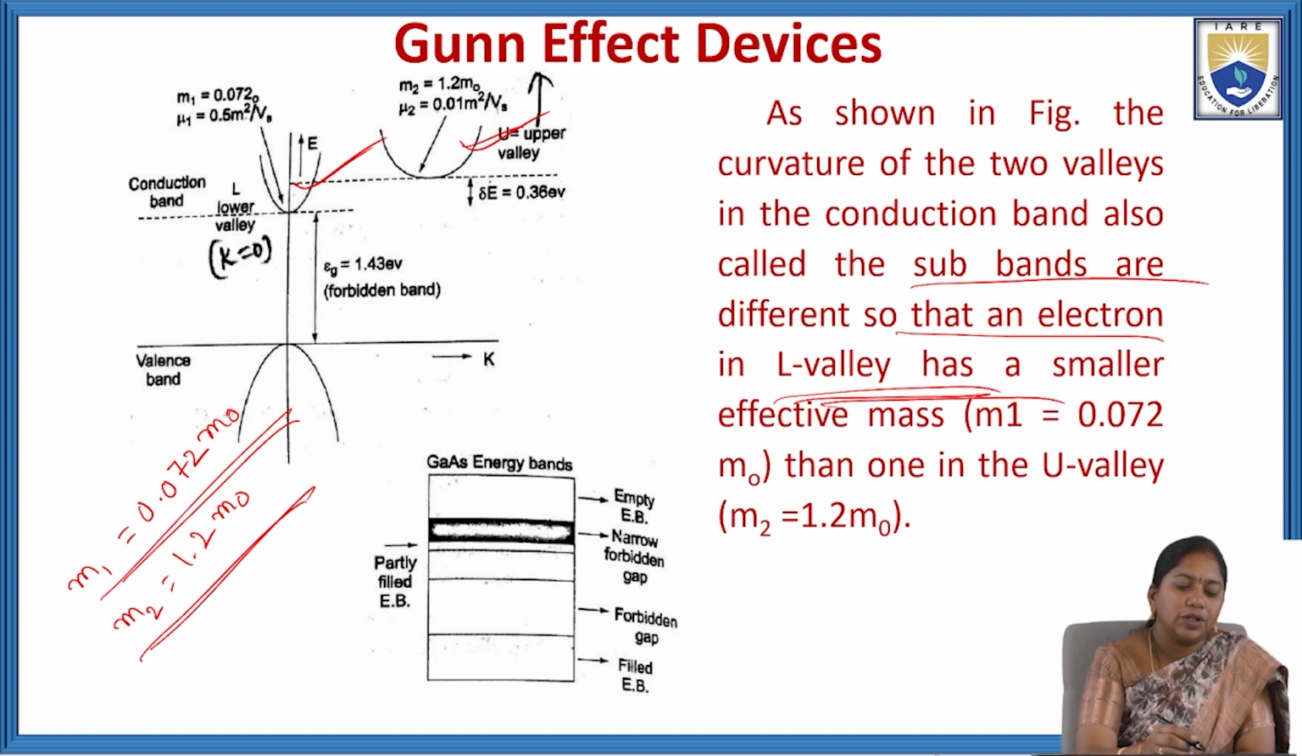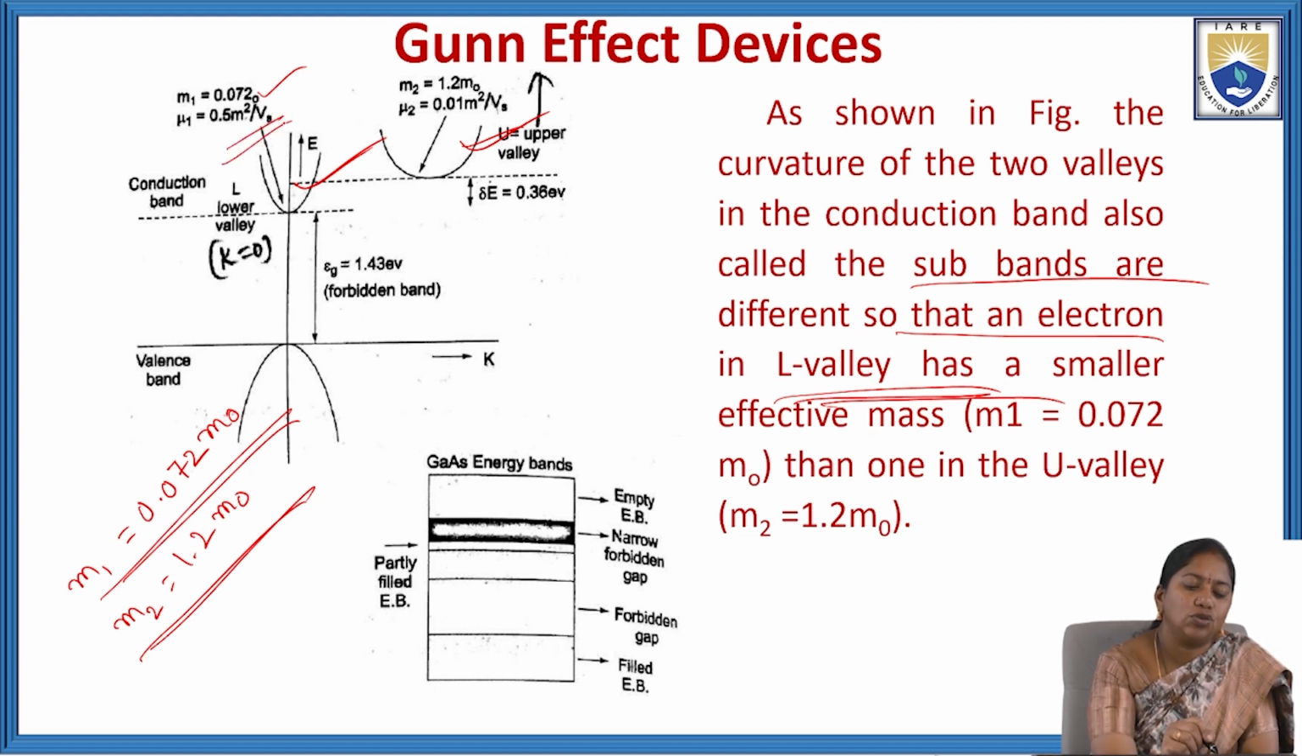So from the figure we observed that m1 equal to 0.072 m naught in the L valley, the effective mass of the electron is 0.072 m naught, and the mobility mu1 equal to 0.5 meter square per volt second. Whereas for the electron in the upper valley, the effective mass is 1.2 m naught and the mobility is 0.01 meter square per volt second. The energy gap is 1.43 electron volts.